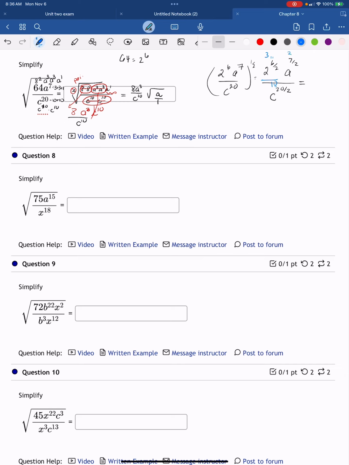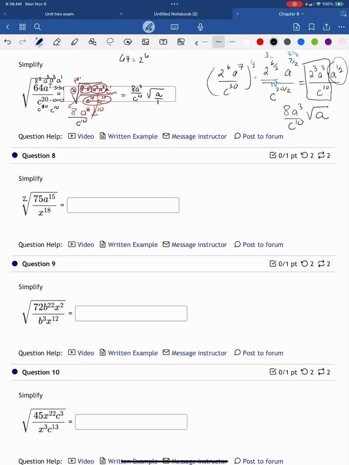So those are whole numbers. 7/2 happens to be 3 and 1/2. So we have that this equals 2 to the 3rd, a to the 3rd times a to the 1/2, all over c to the 10th. So these are all the whole number powers. So 2 to the 3rd is 8a cubed over c to the 10th. And then this a to the 1/2 is square root of a.